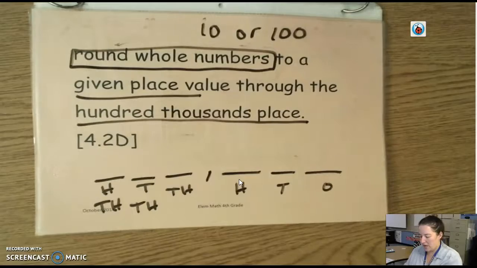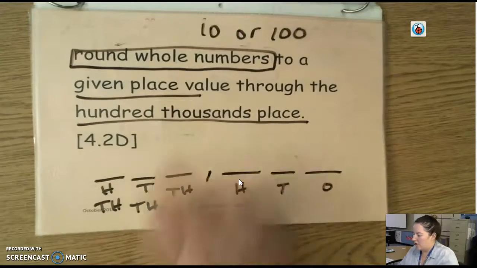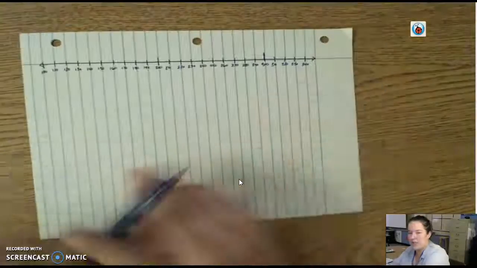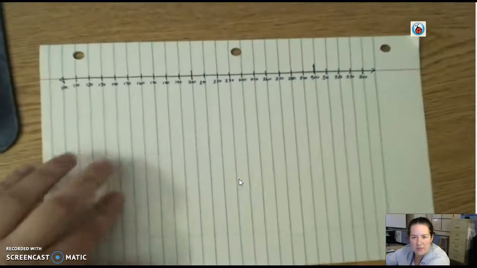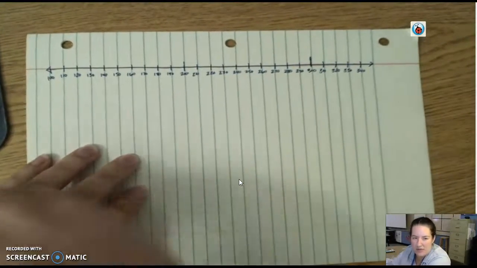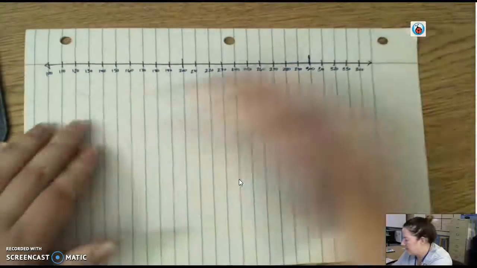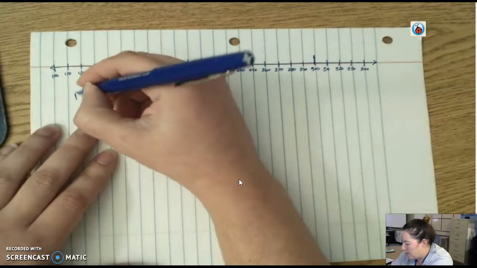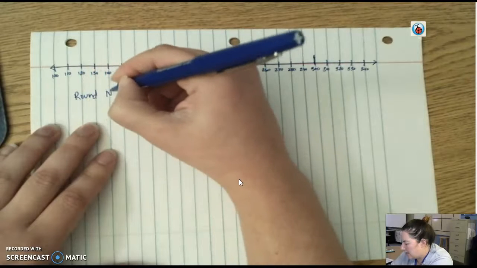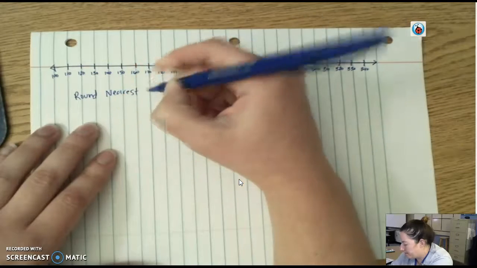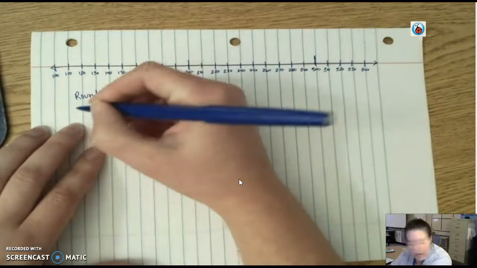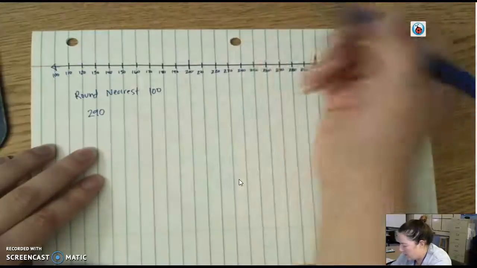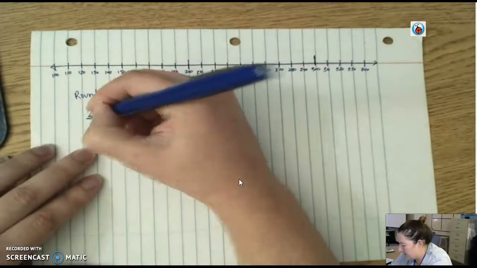So to start off, I want to just kind of review your third grade round to the nearest 10 or 100, but using a number line. So here's a number line that I made. I just counted by tens. I went from 100 to as far as I could go, just counting by tens, 340. So let's say they're asking us to round to the nearest 100. And let's say I have the number 290. Right? We want to round it to the nearest 100. That's this place value right here.